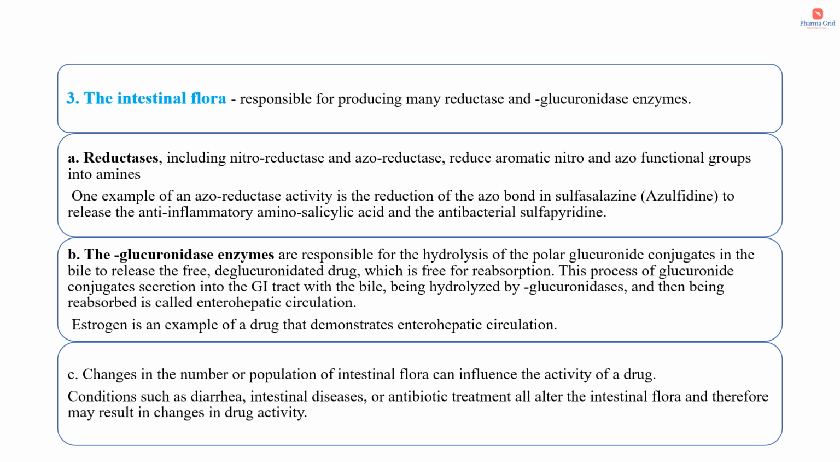Next one is the glucuronidase enzyme. These enzymes are responsible for the hydrolysis of the polar glucuronide conjugates in the bile to release the free deglucuronidated drug, which is free for reabsorption. We have seen this in the glucuronide conjugation. So in glucuronide conjugation, the glucuronic acid, which is of large size, conjugates with the drug.